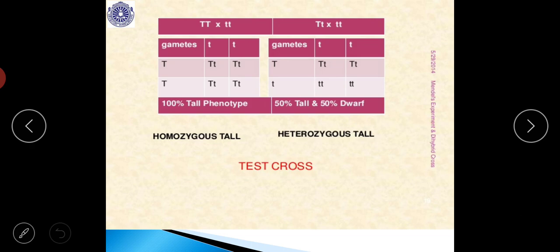As you see in the picture on the slide, on the left hand side, the dominant parent, that is tall plant, when crossed with recessive parent, has produced 100% tall phenotypic plants. However, when the heterozygous tall is crossed with recessive parent, which is shown on the right hand side of this slide, it has produced 50% tall plants and 50% dwarf plants. So when the parent selected for test cross is heterozygous, it always produces a ratio of 1:1.